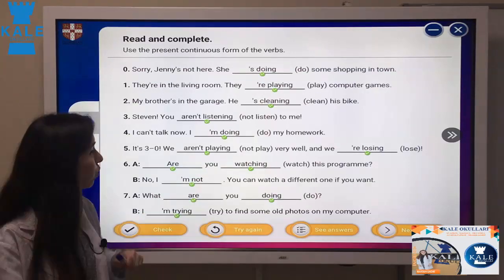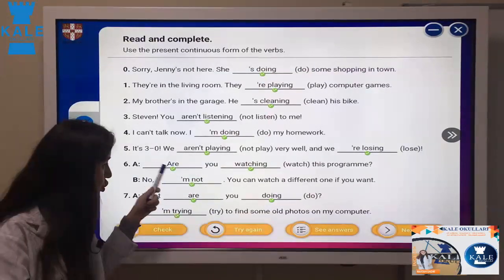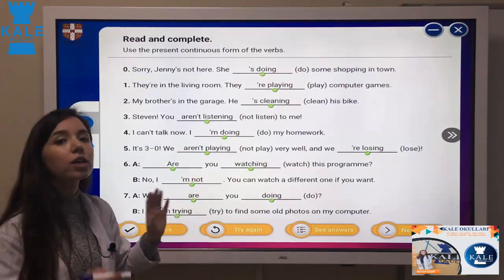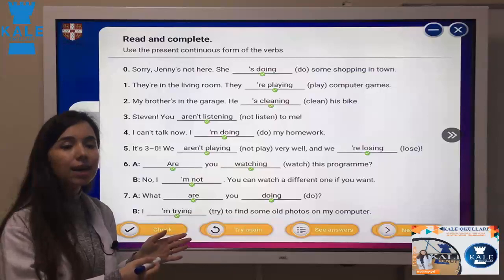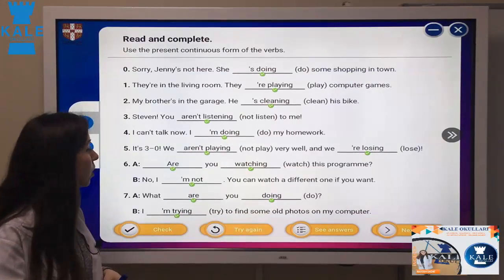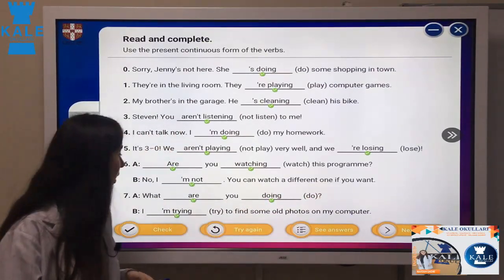So, the question is, are you watching this program? No, I am not. So, here is the short form, yes? No, I am not, or no, I am not watching. Both of them, if you write in the exam or when you are talking, if you use it, there is no problem. Both of them are okay. You can watch a different one if you want.